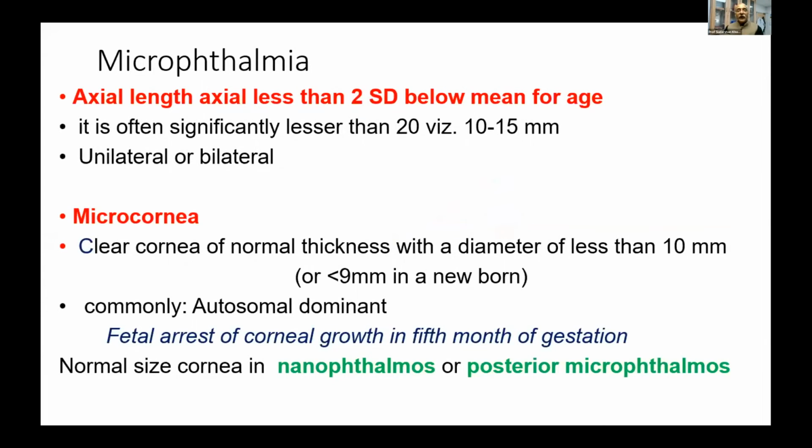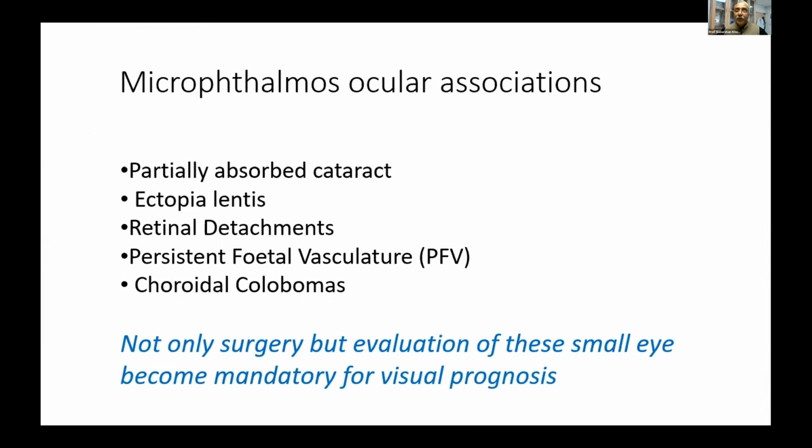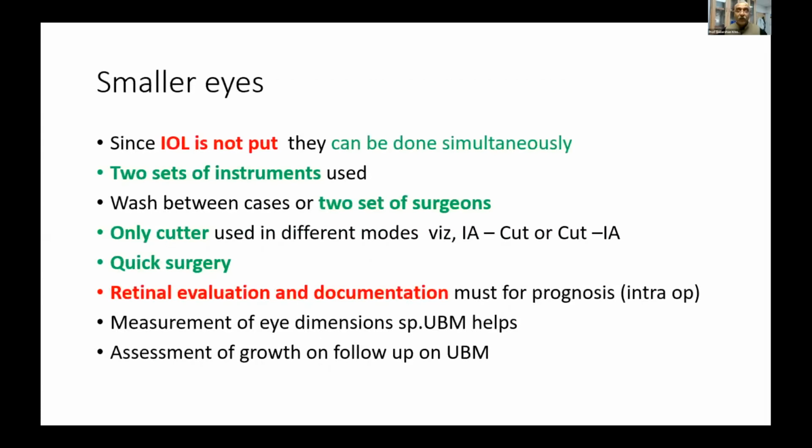So coming to the smaller eyes, any eye which is less than 2 standard deviations smaller for the age is a microphthalmos. Normally less than 20 they say small, but what we say is get a 10 to 15 millimeter pupil, both eyes white to white. So what do you do in these patients? You have to be careful, because these eyes can have other systemic and eye problems also, like ectopia lentis, retinal detachments, persistent fetal vasculature and coloboma. So not only the surgery, the first time the kids come to you, when they're 1 month or 2 months old, you have to take pictures of the fundus also.